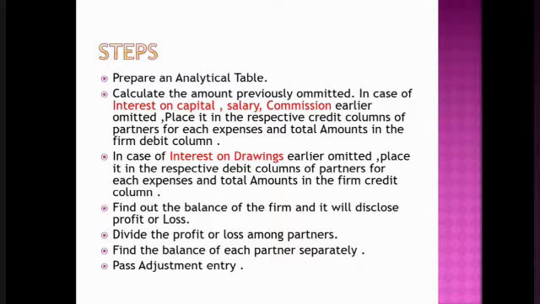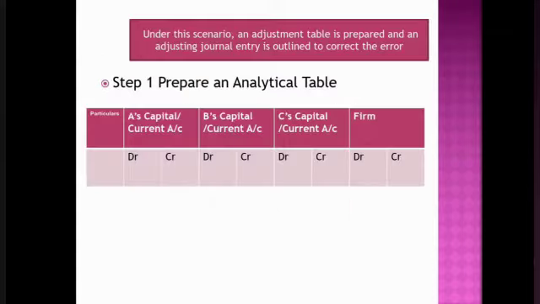After making such adjustment, we need to find out the balance of the firm, and it will disclose the profit or loss. This profit or loss should be divided among the partners in the agreed ratio, and then we have to balance each partner's account, and it will reflect a debit or credit balance. The last step to be followed is to pass an adjustment entry. Now I am going to show you the steps through an example.